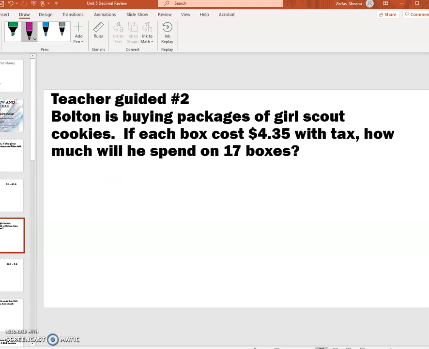Next question, I'm also going to be reading through and trying to figure out what operation I'm using. Okay, so Bolton is buying packages of Girl Scout cookies. Each box costs $4.35 with tax. How much will he spend on 17 boxes? Okay, so the word each, I'm going to underline. And depending on how the question is phrased, if I'm seeing each, okay, that can mean that I'm doing multiplication or division. Okay, each indicates how much for one. So in this question, I'm telling you one box costs this much, and we're going to use that to figure out how much 17 cost. Okay, so in this problem, we're going to be multiplying because we're finding the total cost.